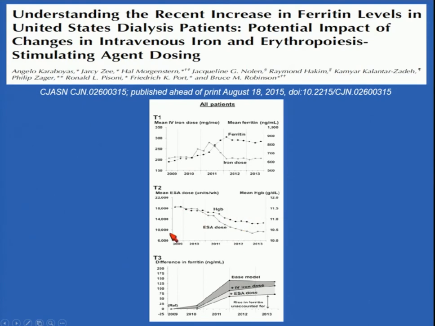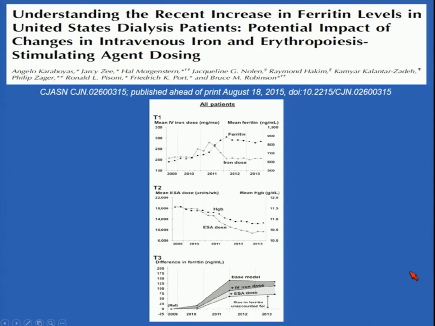Then doing a multivariate analysis, they looked at how much of the rise in serum ferritin is due to the changes in ESA use and in iron use, and what they found is that there's a significant portion, almost 50% of that rise in serum ferritin that is unexplained and totally unrelated to anemia management practices.